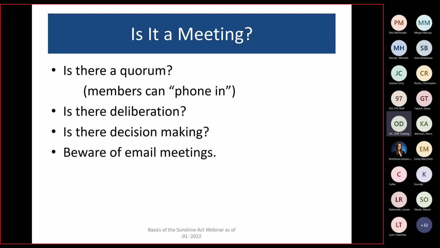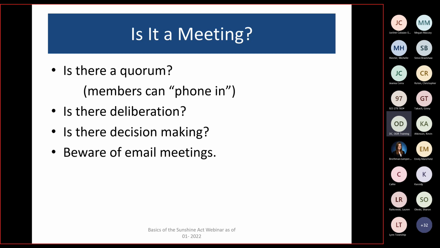Okay, then we need to answer the question, is it a meeting? It so happens that we look at the Sunshine Act, and it defines what a meeting is, okay? There are certain considerations that have to be addressed here. First offhand, is there a quorum? Now, this is a quorum of the committee members.